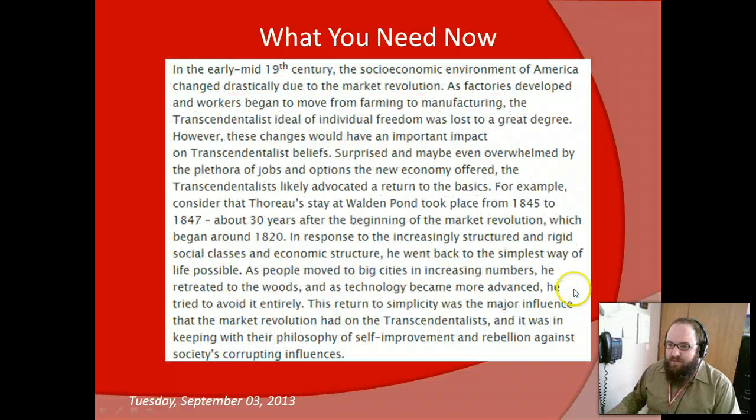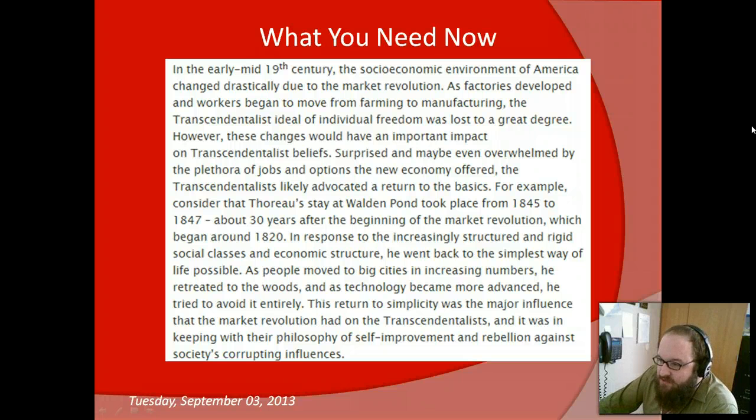Here's another one. This one's a little bit longer. That doesn't always necessarily mean better. Let's see. In the early mid-19th century, the socioeconomic environment of America changed drastically due to the market revolution. It's not quite answering the question yet, but it's a good start. As factories developed and workers began to move from farming to manufacturing, the transcendentalist ideal of individual freedom was lost to a great degree. However, these changes would have an important impact on transcendentalist beliefs. The student's setting me up for the answer.